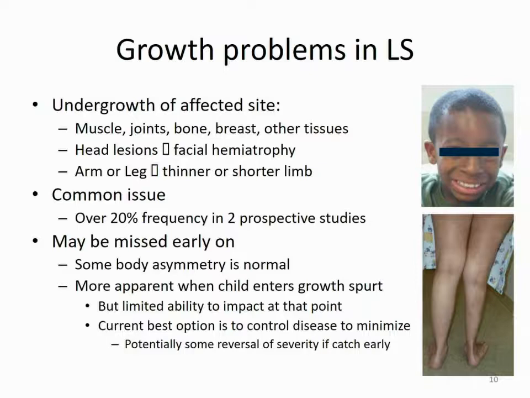And these growth differences may not be apparent until the child enters the growth spurt, when the difference in growth rate becomes more manifest because the good side is growing much faster. At that point, I think probably the damage may already be done. So the best option for minimizing this is really to try to control the disease early, because again, as I said, kids have this great growth potential. So some of the difference may be reversed, but at least it will be minimized.